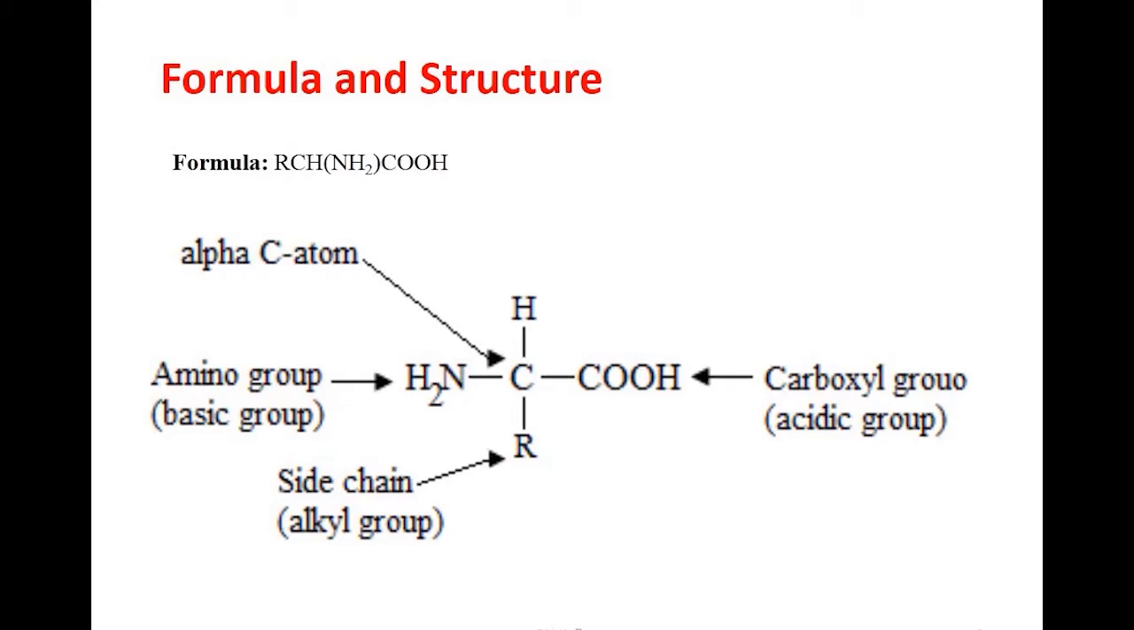So the amino group is basically basic in nature, and the COOH group, that is the carboxyl group, is generally acidic in nature. We have the alkyl group, that is the side chain, and the carbon on which the amino group links is called the alpha carbon atom.